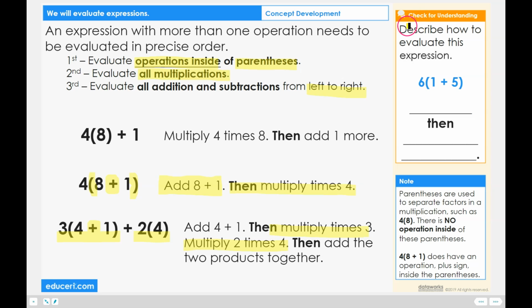Let's take a look at the check for understanding. Ready? Read. Describe how to evaluate this expression. 6 times, in parentheses, 1 plus 5. Use the sentence frame, describe the first operation, then the second operation to evaluate this expression.